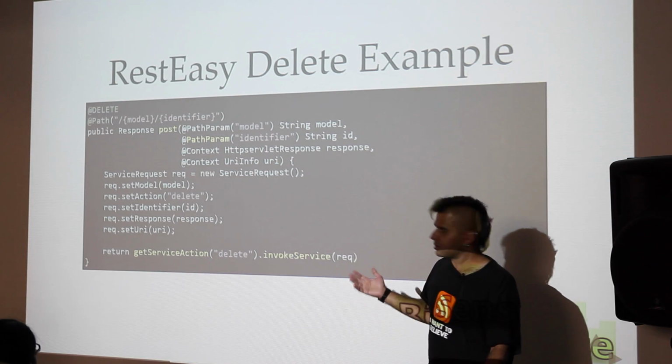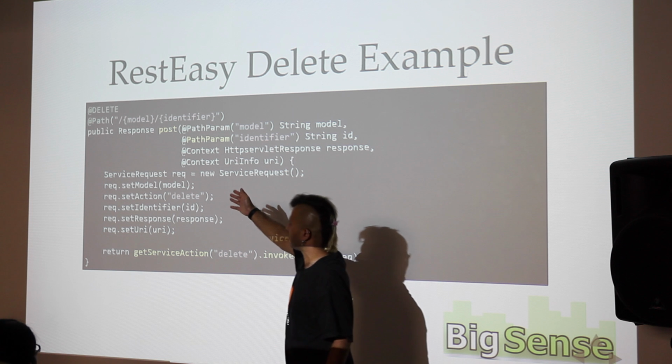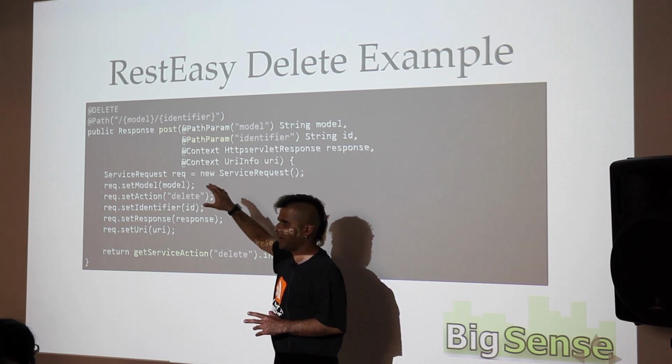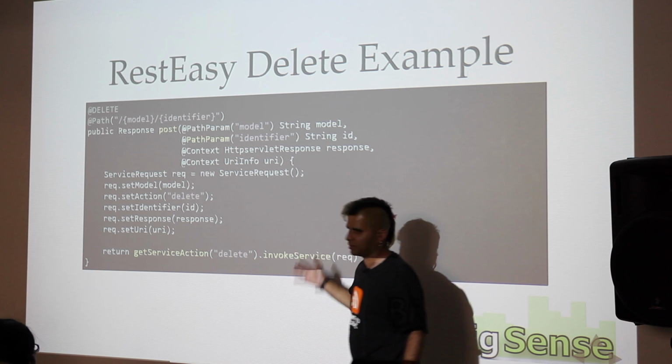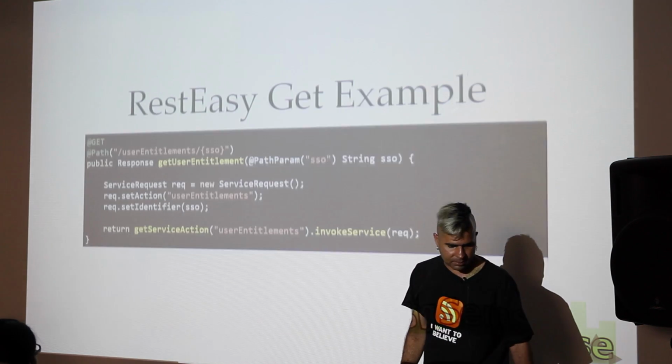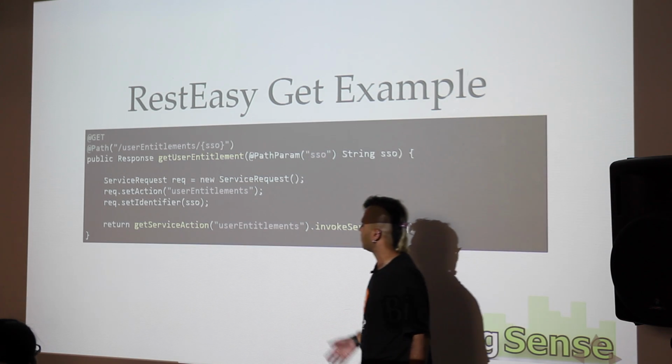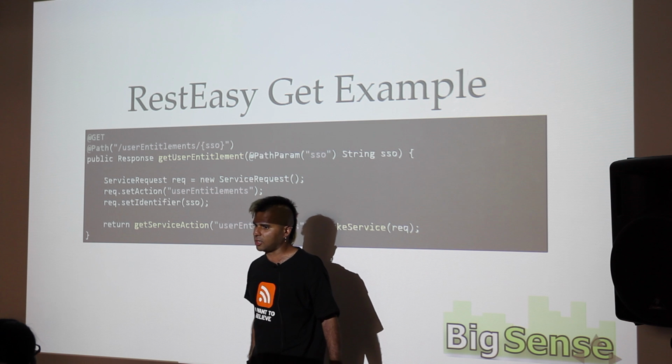And here we see the delete. We have delete, the path to it. So RESTEasy maps that URL and that pattern onto this function. And I'm putting it into the same type of service request object. And we see the same thing with get request. They're just slightly different. I put them into the same service request object.